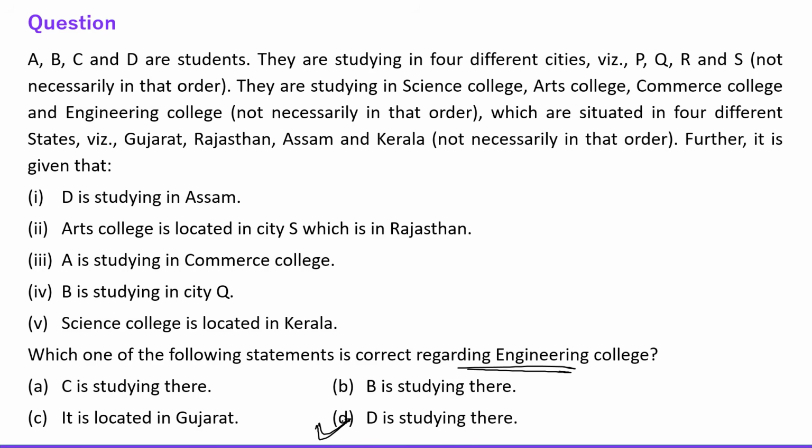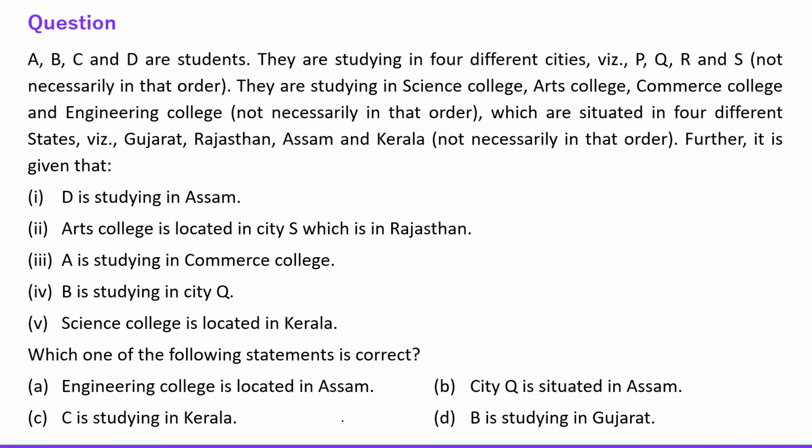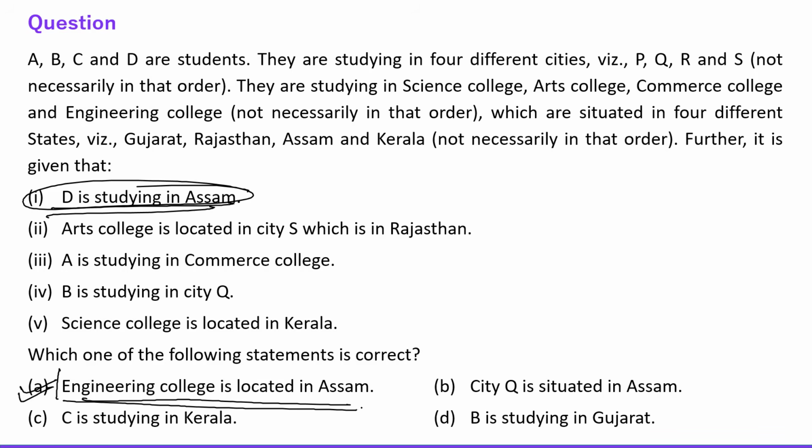Okay. Next question is, which one of the following statements is correct? Engineering college is located in Assam. Yes, engineering college is located in Assam because D is studying in Assam. The first information says D is studying in Assam. Fine. And D is studying in engineering college. So engineering college is located in Assam.